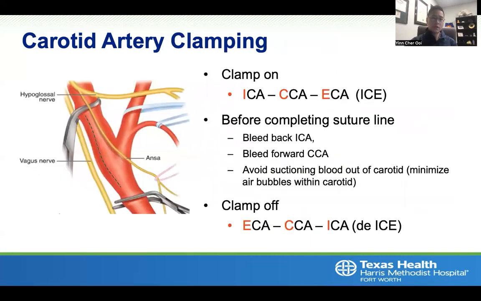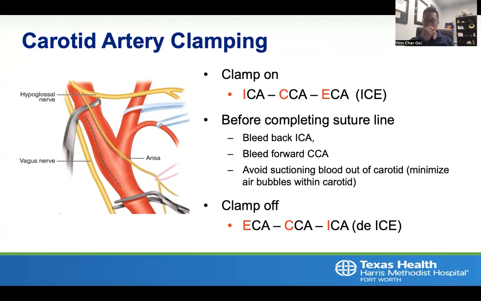It is very important to understand the carotid artery clamping sequence. The name of the game is to prevent thromboembolic complications. The mnemonic that neurosurgeons typically like to memorize is ICE, starting with the internal carotid artery clamp. This is to prevent any debris or thromboembolus from being flushed into the intracranial circulation.